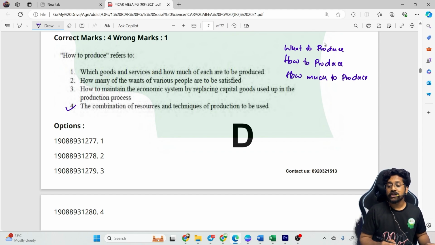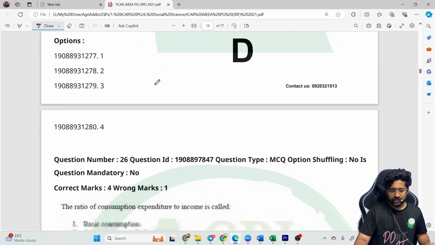Then how to produce: in order to reach that product combination, what all resources and technology have to be used, that is what this question covers, right? How to produce deals with the combination of resources and techniques of production to be used. And how much to produce: using the resources and the technologies, to what extent the production has to be done, the quantitative relationship between input and output, comes in the how much to produce question. So these are the fundamental problems regarding the production process: what to produce, how to produce and how much to produce. Okay.